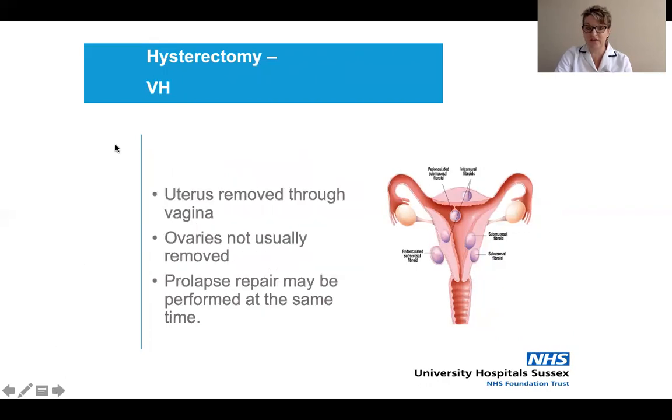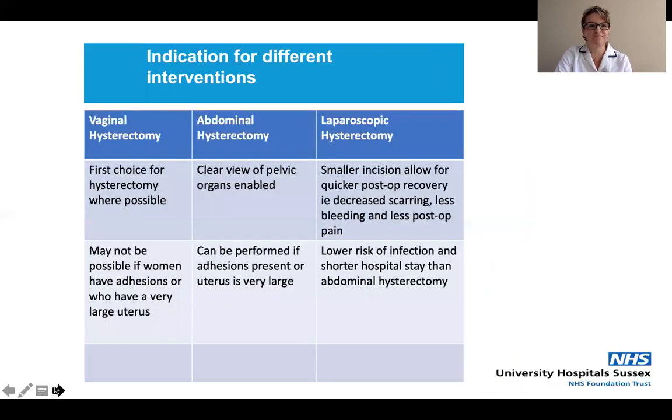This is vaginal hysterectomy. So the uterus is removed through the vaginal space, and the ovaries are not usually removed. And a prolapse repair can be done at the same time if indicated. So an anterior or posterior repair, or both.